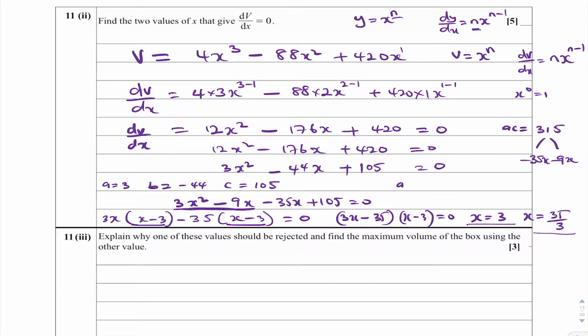How do I get that? Obviously, I need to set 3x minus 35 equal to 0. So you always set the factors to 0. And therefore, 3x equals 35, x equals 35 over 3. You set x minus 3 equal to 0 as well, x equals 3. And that's how you get those values.